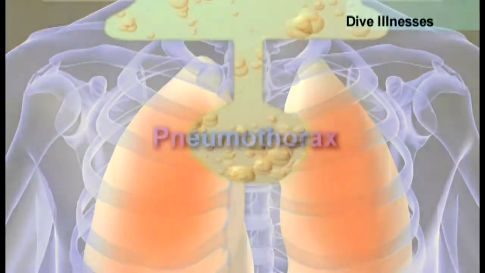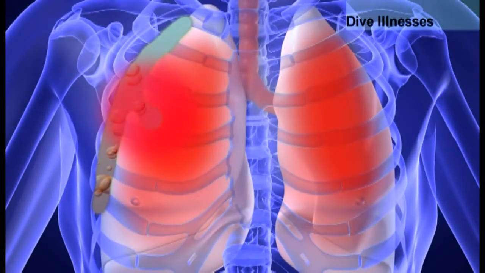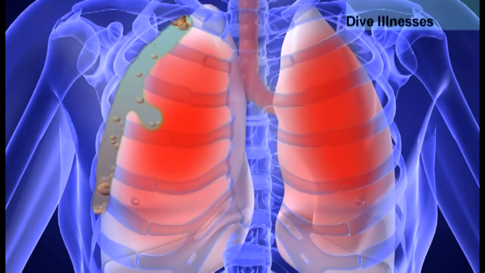Pneumothorax. A lung rupture can also force air into the space between the lungs and the lining of the chest wall, or pleural space, which can potentially collapse a lung. Symptoms include severe pain and difficulty breathing.